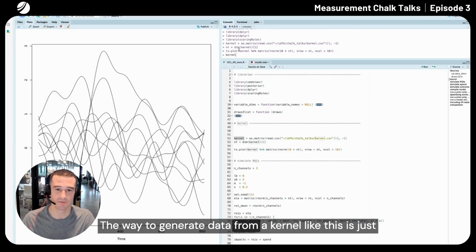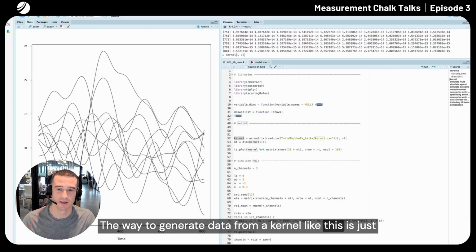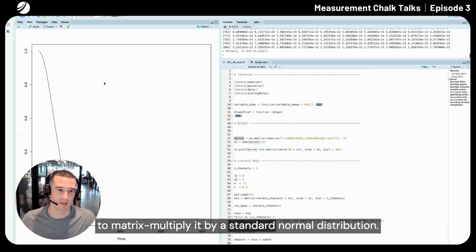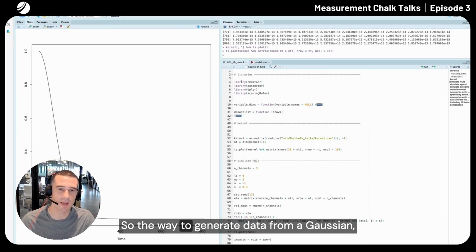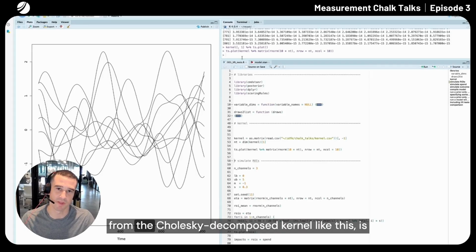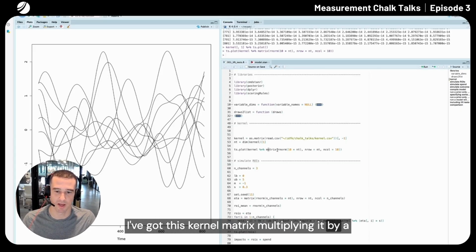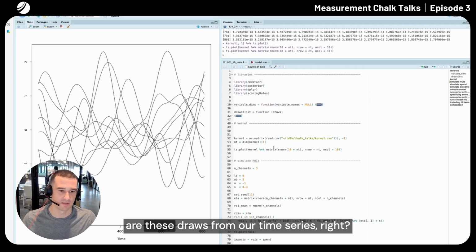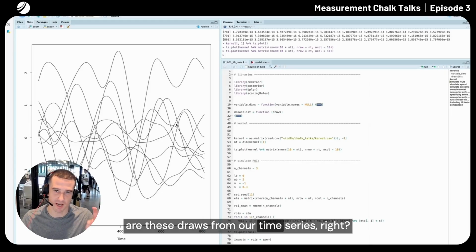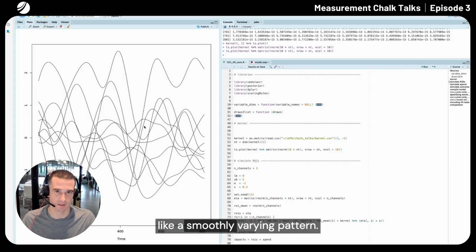The way to generate data from the Cholesky decomposed kernel like this is just to matrix multiply it by a standard normal distribution, and that will give you simulation draws from the Gaussian process. So that's what's happening here. I've got this kernel, matrix multiplying it by a matrix of normally distributed random variables, and then what comes out the other end are these draws from our time series, right? And you can see they follow a smoothly varying pattern.